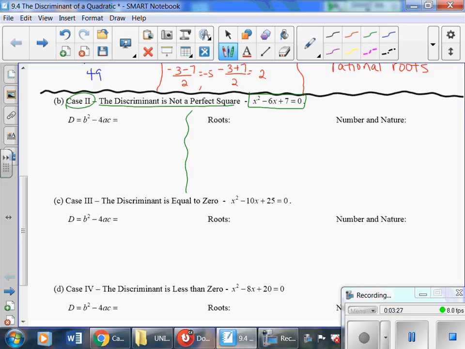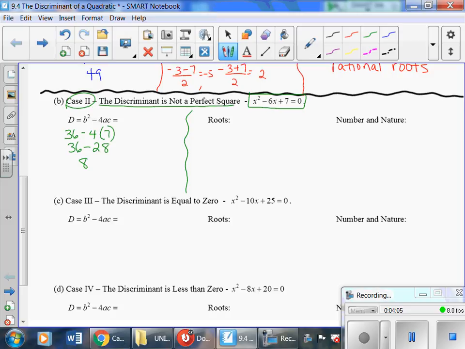So again, it's b squared, which is 36. Remember, if b is negative, when you square it, it still becomes positive. So when you do b squared, whether it's a negative 6 or a positive 6, it's still going to be 36 when you square it. Minus 4 times a, which is 1, times positive 7, which is c. So what does that equal? It equals 36 minus 28, which is equal to 8. So in this case, it's still a nice number, it's 8, but it's not a perfect square.